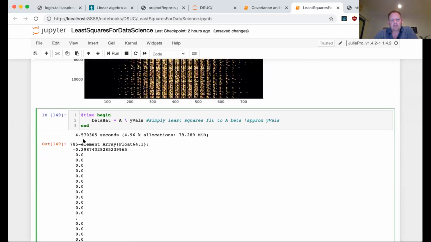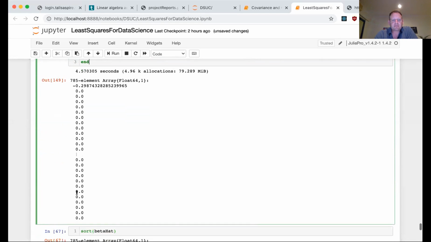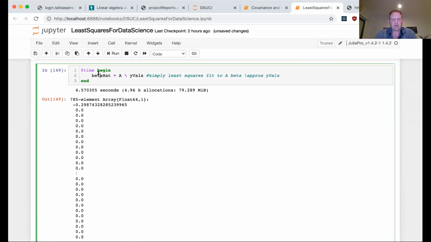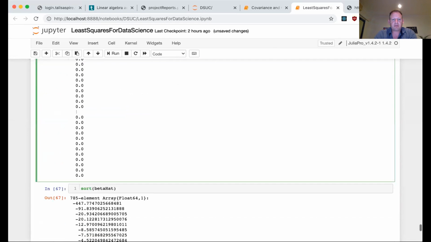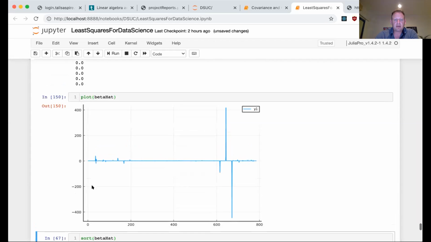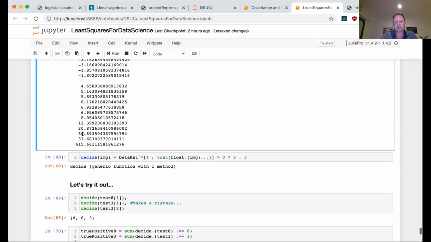So it took 5 seconds now. I don't know, my computer's tired. Okay, and this was beta. You see here a lot of zeros, but they're not all zeros. So if I just plot beta hat, a lot of things are zeros, so a lot of pixels don't count, but there are a few pixels that count a whole lot. Some of them count positively, some of them count negatively. I can sort the beta hat, I can do things like that.